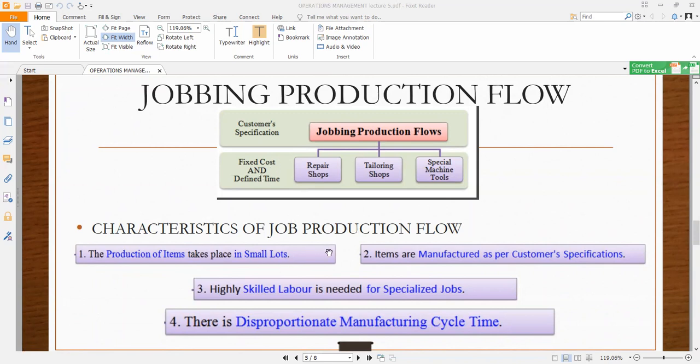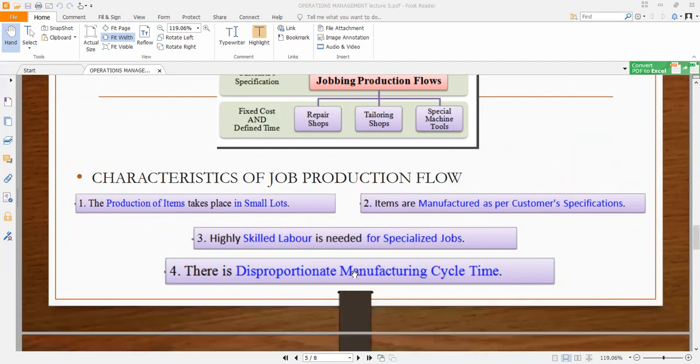The second is that items are manufactured as per customer specification. This client says, "I want a slim fit." You have to give them a slim fit, if you are a tailor. Third, highly skilled labor is needed for specialized jobs, meaning that you need a qualified worker for a given job.